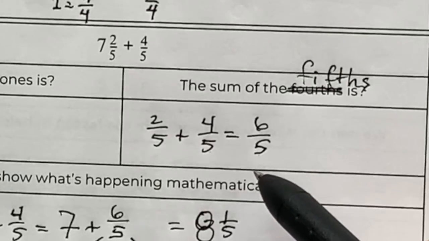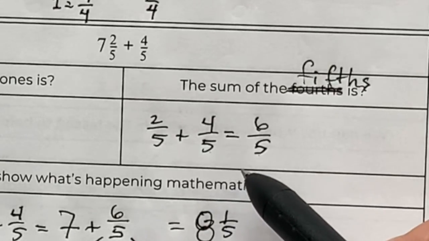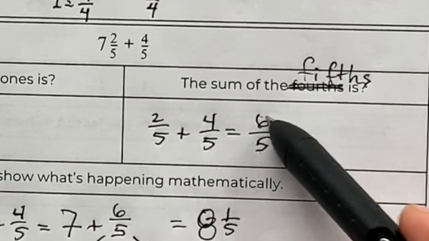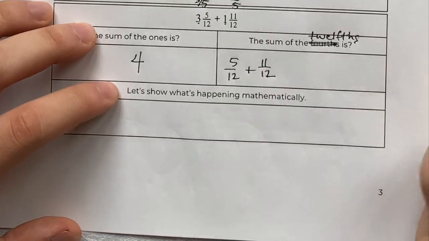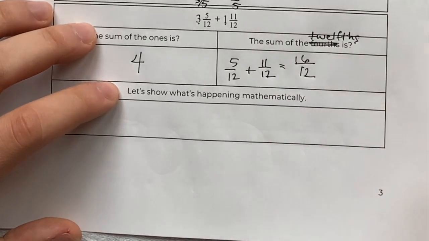In order to add unlike units or denominators that are different, you have to do a conversion and multiplication, which we do in 5th grade. But for 4th grade, we're just adding like units. So I just worry about the numerators, the top numbers. So 5 12ths plus 11 12ths equals 16 12ths.